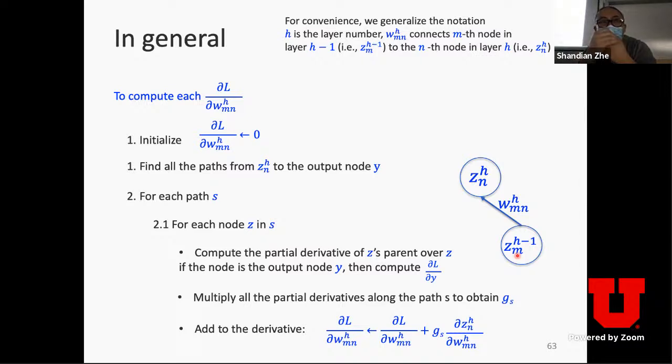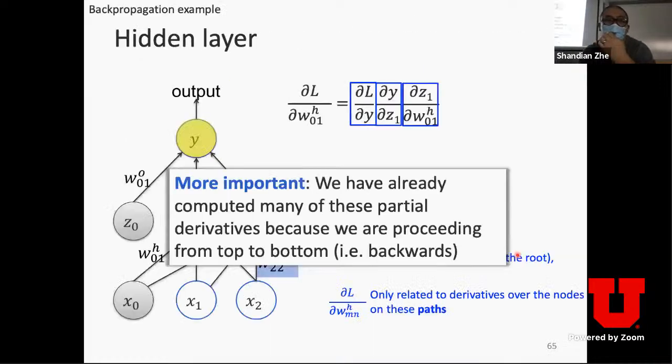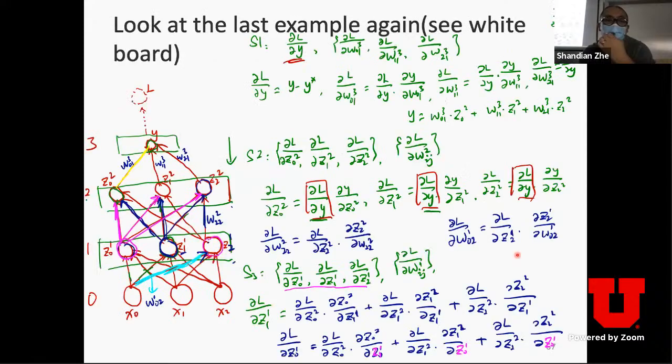That's the straightforward application of the chain rule, which is really expensive. Consider you have 200 layers. At layer 150, and at layer 100, you have to backtrack to the top layer, which is another 100 layers. So it's very, very expensive. Backpropagation was proposed to avoid unnecessary or duplicative computation.